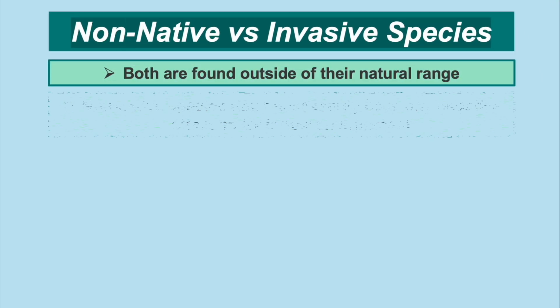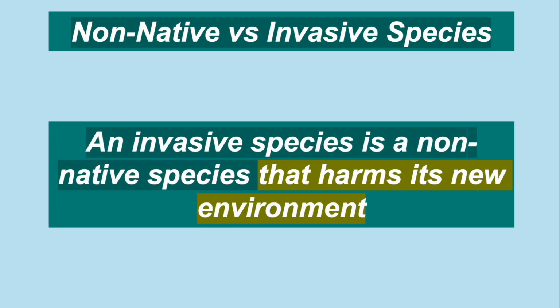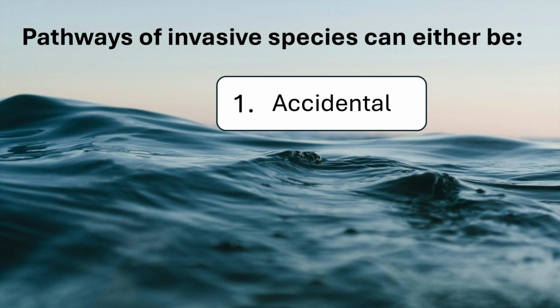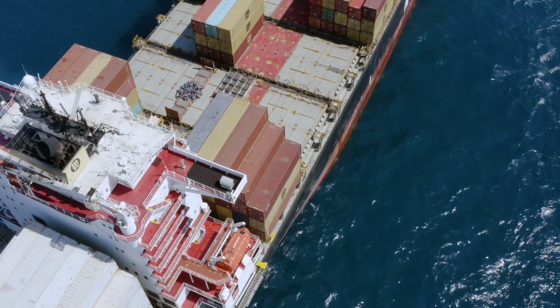The key distinction here is that while both species are found outside of their natural range, invasive species have actual detrimental effects on their new ecosystems. But how do species move outside their native ranges in the first place? Introduction pathways can either be accidental, intentional, or driven by climate change.